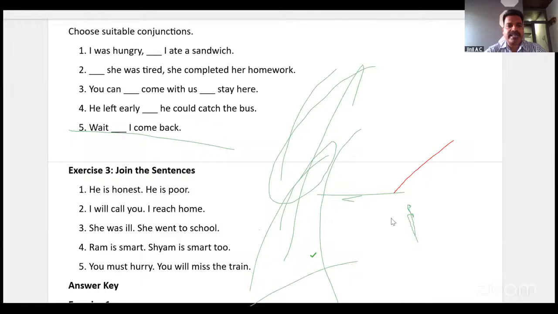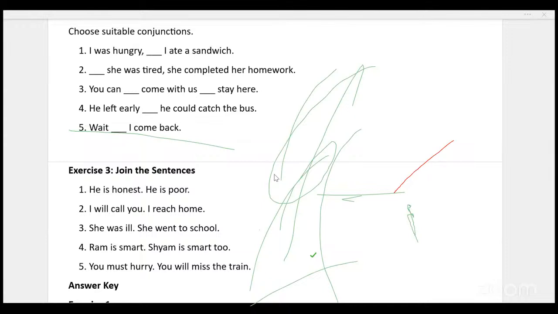Now, who wants to say the third pair of sentences? Yes, please. She was ill, but she went to school. So she was ill, but she went to school.